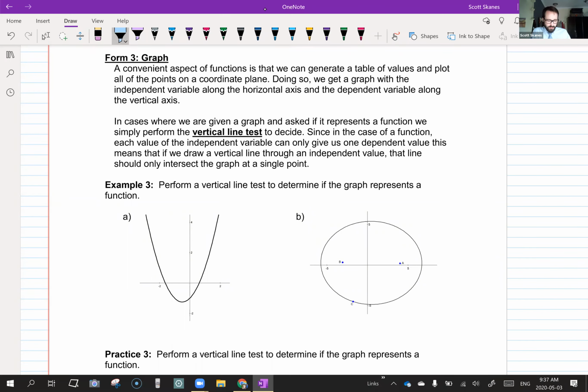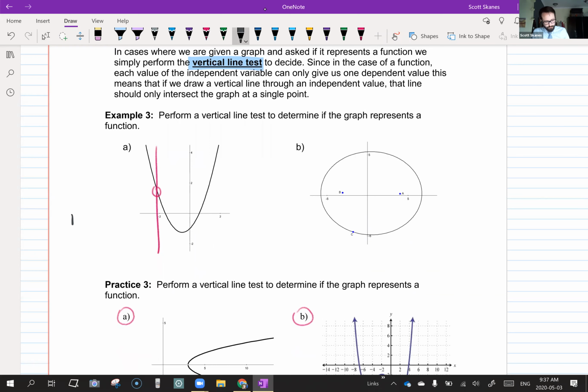How do you know if something's a function? You do the vertical line test. What this means is you draw a vertical line. If that vertical line, no matter where you put it, always touches at only one point, then it's a function. So no matter where you put it, it only touches at one point, it's a function. We say it passes the vertical line test, VLT, all right? If it touches twice, or 3 times, or 4 times, at any point, it does not pass the test. It is not a function.